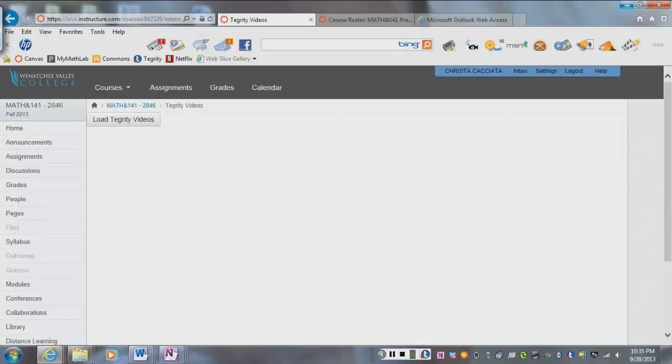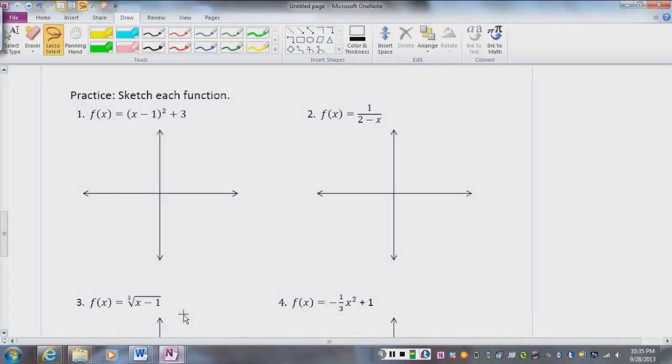Hello! In this integrity video, we are going to practice sketching functions that have been shifted vertically or horizontally, that have been reflected across the x or y axis, and that have been stretched or compressed. So, let's go ahead and talk about how we do this.